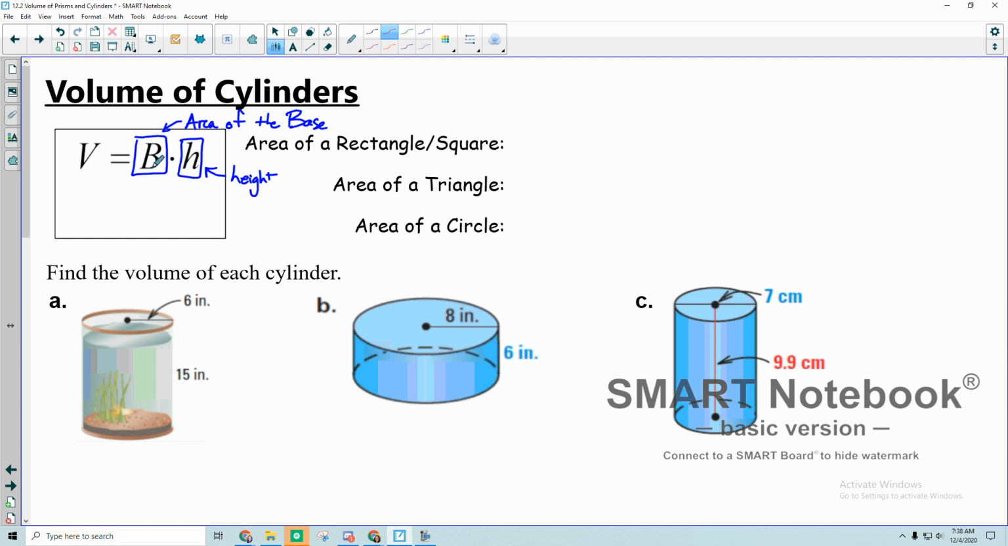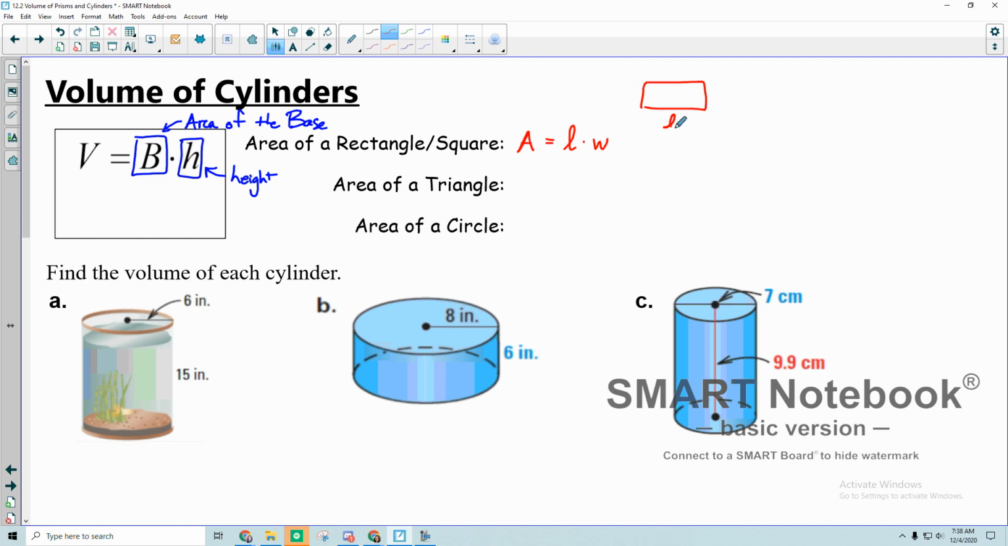Couple things we need to know right now. We're going to go over some basic formulas that we'll be using throughout the rest of these lessons. So number one, what is the area of a rectangle or square? What's the formula for that? Okay, so to find the area of a rectangle or square, that would be the length times the width, okay, of your rectangle or square.